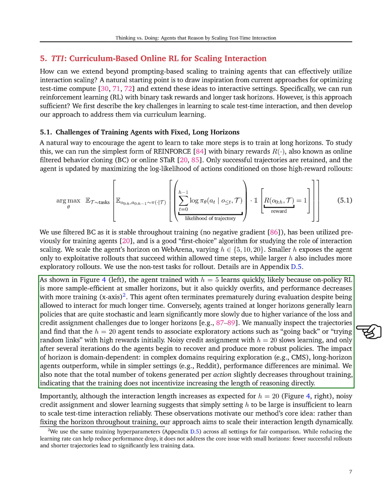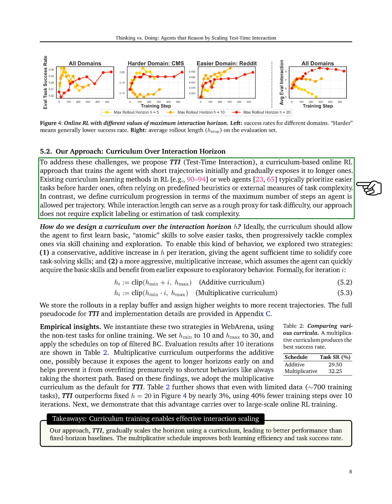Section. Our approach. Curriculum over interaction horizon. In this section, we propose our approach called TTI, or Test Time Interaction, which is a curriculum-based online reinforcement learning method. We start by training the agent with short task sequences and gradually introduce longer ones. Unlike traditional curriculum learning methods that focus on easier tasks first and often depend on predefined rules, we define our curriculum based on the maximum number of steps the agent can take in each task. This way, we avoid needing explicit measures of task difficulty.